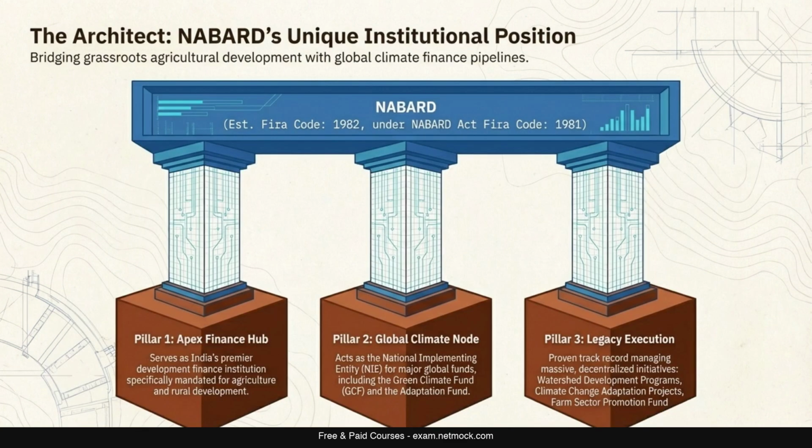NABARD bridges grassroots agriculture with global climate finance through 3 pillars. Apex Finance Hub as India's premier agricultural development finance institution. Global Climate Node as the national implementing entity for the Green Climate Fund and Adaptation Fund. And legacy execution with proven track records in watershed development, climate adaptation projects, and the Farm Sector Promotion Fund.